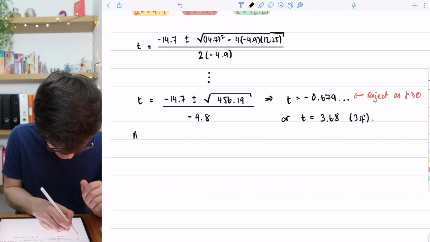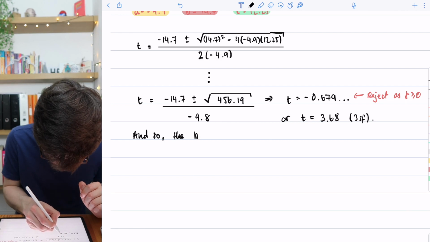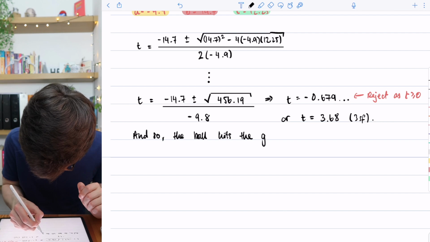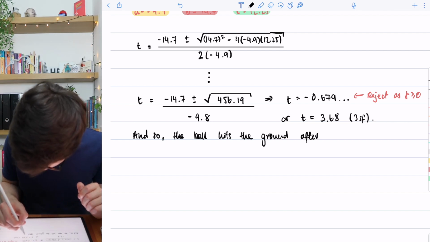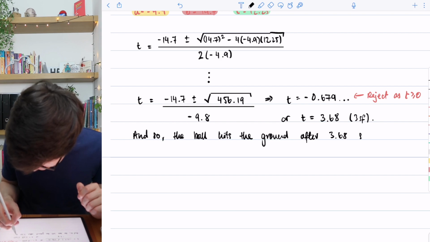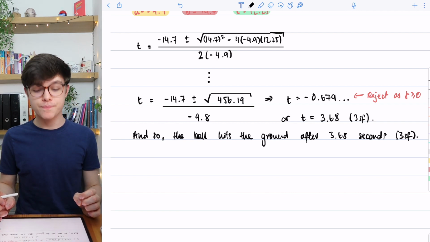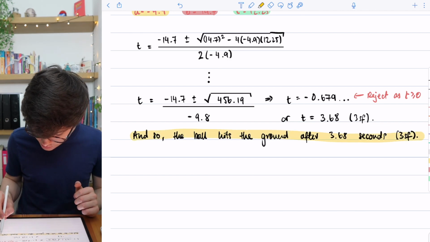So we can say then, and so the ball hits the ground after 3.68 seconds. And that is to 3 significant figures. Okay, so that is your final answer to part B.